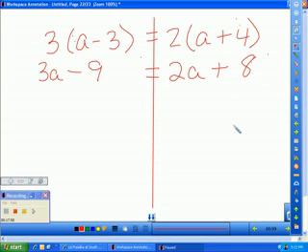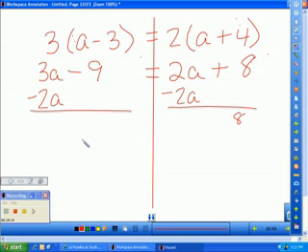Now you just got an equation with a variable on each side. I'm going to get rid of the 2a simply because it has the smaller coefficient, which is going to leave me with an a. Subtracted 2a over here, so I have to subtract 2a over here. So it's going to be 3a minus 2a is just plain a. Don't forget about the minus 9. Now I just have a one-step equation. a minus 9 equals 8.